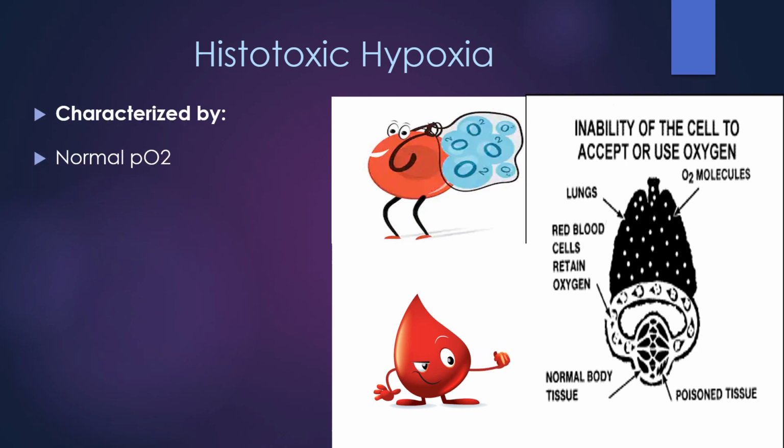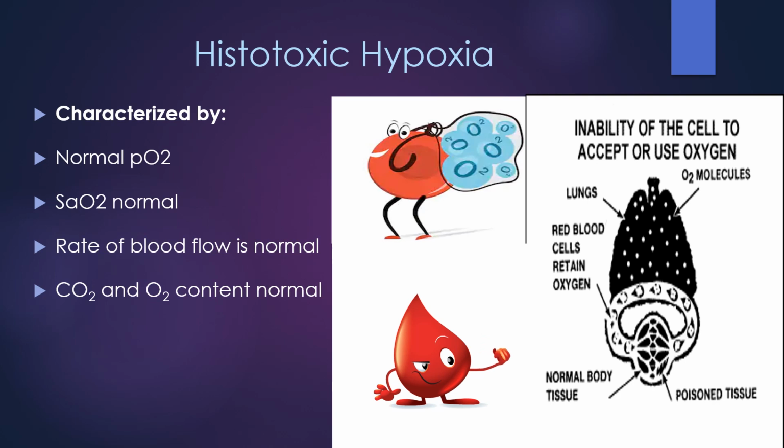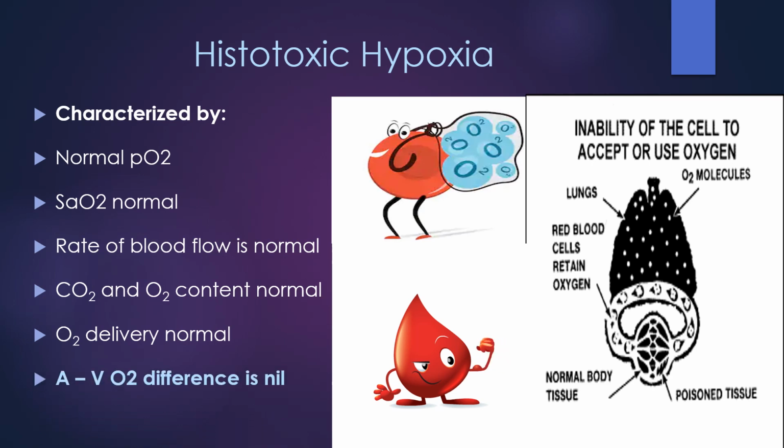Physiologic hypoxia is characterized by a normal partial pressure of oxygen in the artery. Oxygen saturation is normal, rate of blood flow is normal, carbon dioxide and oxygen content are normal, and delivery of oxygen is also normal. But there will not be any arteriovenous oxygen difference, so it is nil, as the tissue is not able to utilize the oxygen because of the inhibition of cellular respiration.